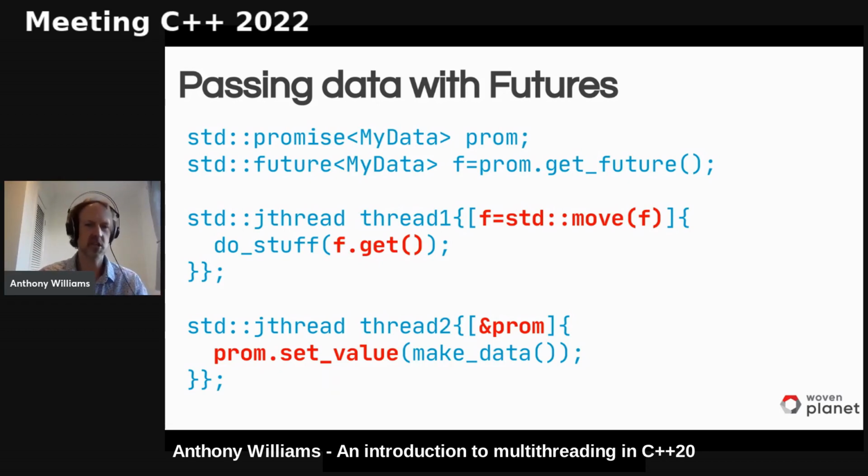Meanwhile, on thread 2, we could take a reference to the promise here, or we could move the promise in. Either way works. Again, it's movable, not copyable. And then you can set the value on the promise with whatever function you have of getting the data. And so therefore, when thread 2 has executed that set value, then thread 1 will wake up from its blocking get call, and then actually process the data, do stuff.